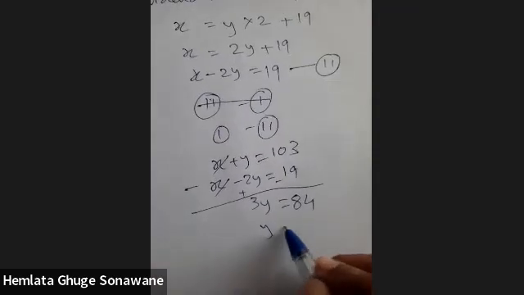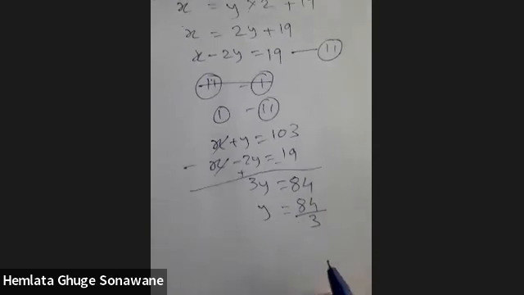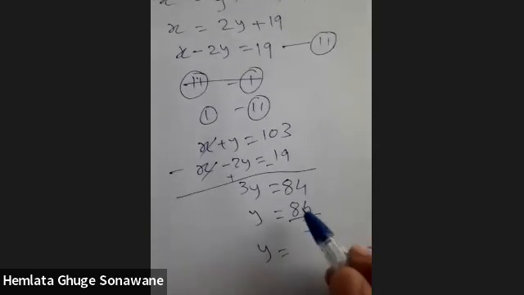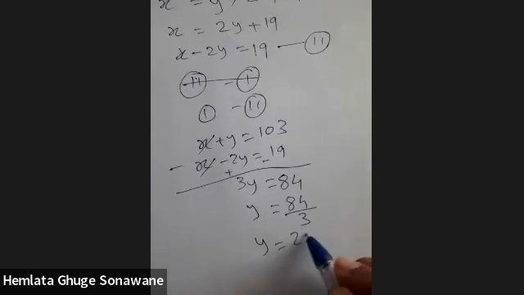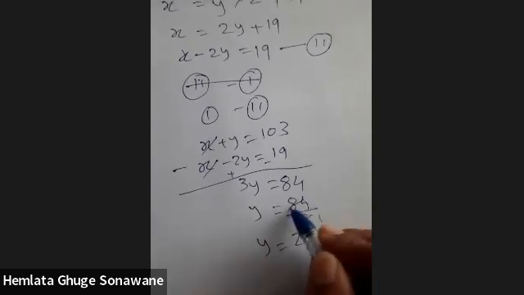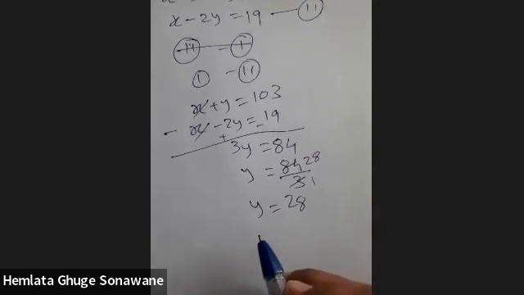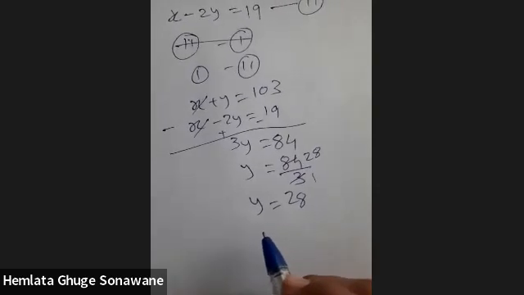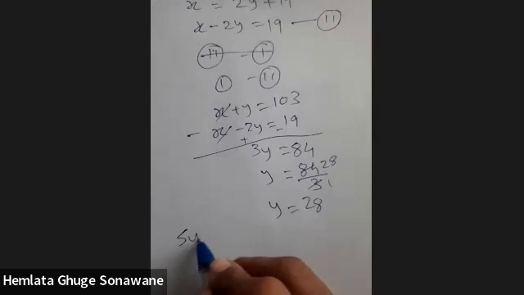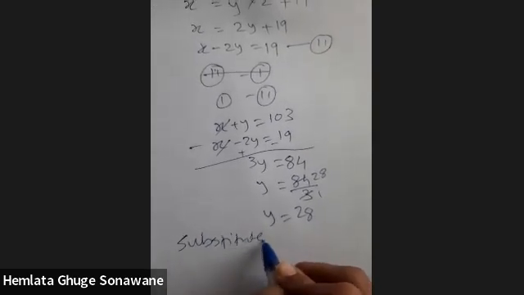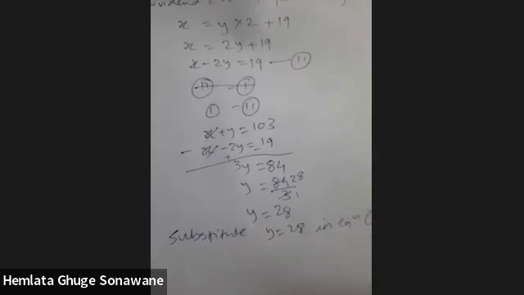Now we'll simplify this. This 3 divides towards the left hand side, so it becomes y is equal to 28. 28 threes are 84. Now we have the value of y. Now we'll put this value into equation number 1. So substitute y is equal to 28 in equation number 1.